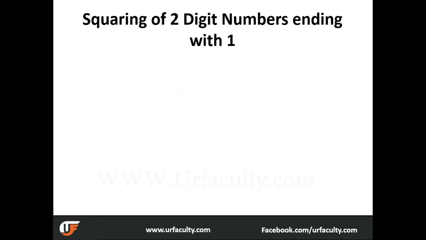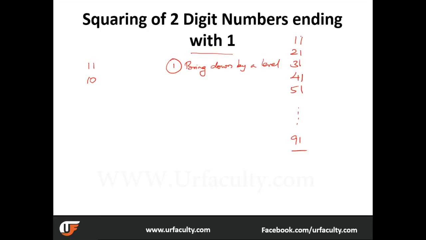So squaring of two-digit numbers ending with 1. What are the numbers ending with 1? Your 11, 21, 31, 41, 51, and so on till 91. Let's try out first with 11 to start with and slowly extend it to other numbers. So 11. What is one level below it? The first step is to bring it down by a level, because we know that level. That level is 10. 10, 20, 30, 40 are all easy levels for us, right? So what is 10 square? That's 100. The next step is add both of them. 10 plus 11, 21. 121 is your answer.